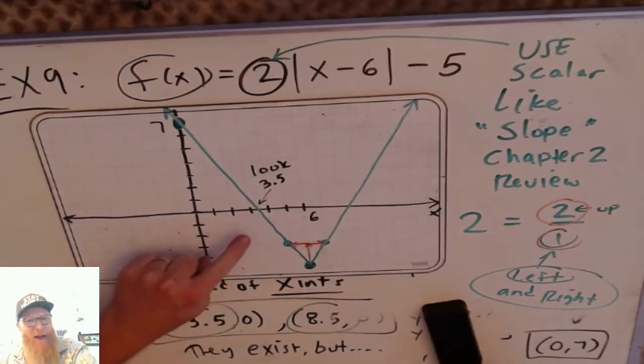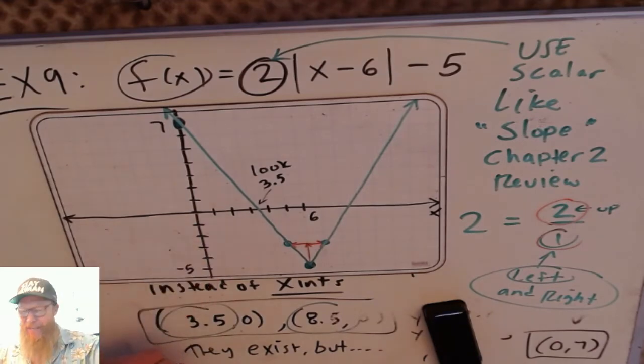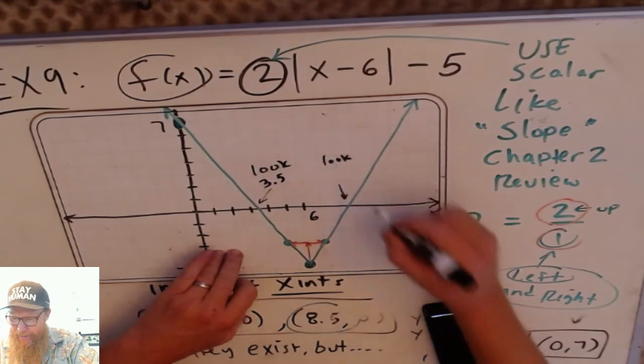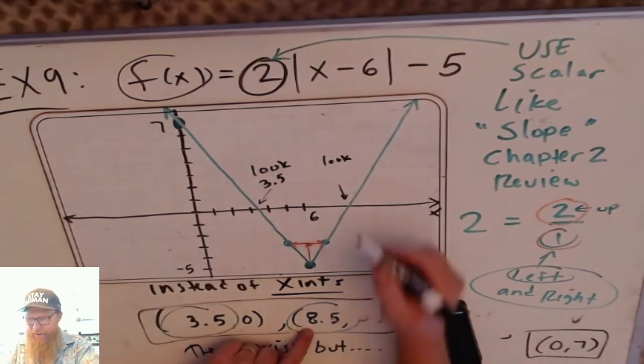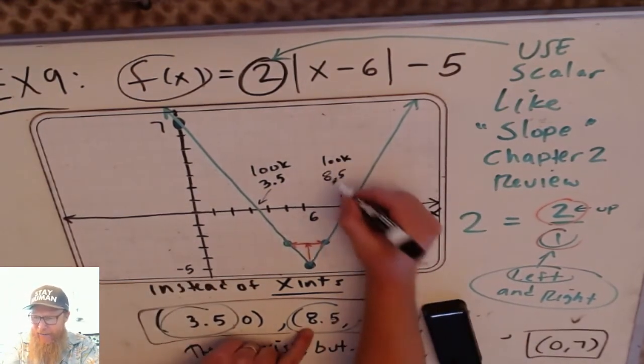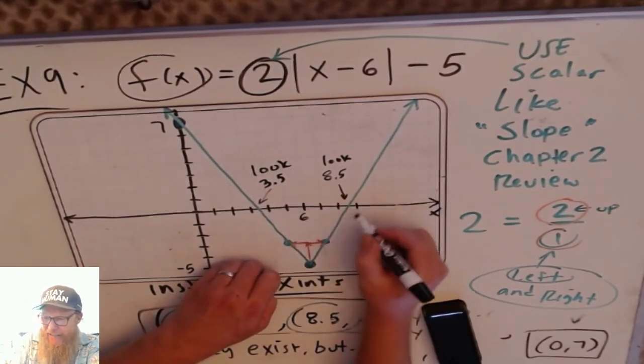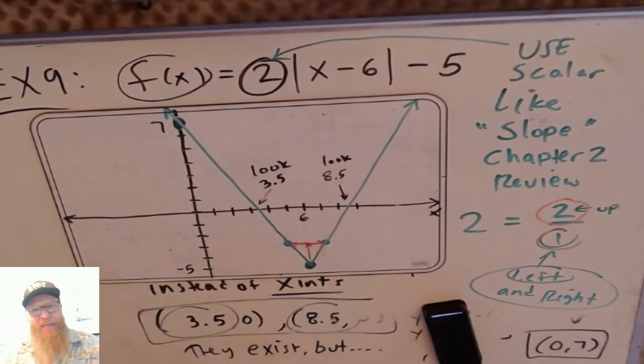Look, sometimes the graph really tells you whether or not you made a mistake. And then you might look here and see if that's 8.5. That is 8.5. Look, that's 6. That's 7. That's 8. That's 9. And it's right in between 8 and 9. That's 8.5. There you go.